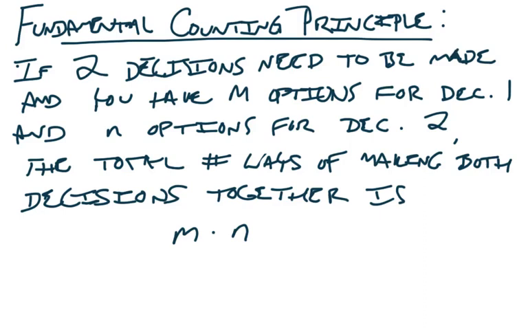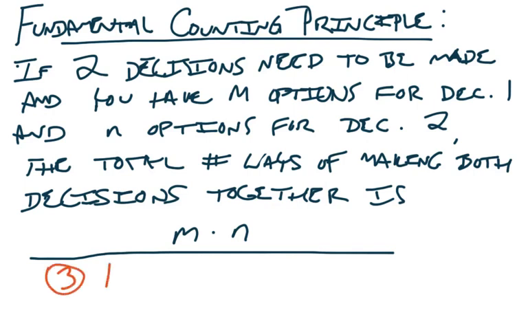All right, so if 2 decisions need to be made, and you have m options for decision 1 and n options for decision 2, the total number of ways of making both decisions together is just multiplying m times n. So the number of ways that you could have decided the first thing times the number of ways you could have decided the second thing.